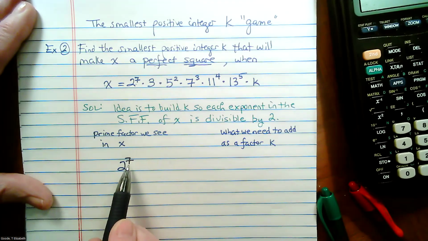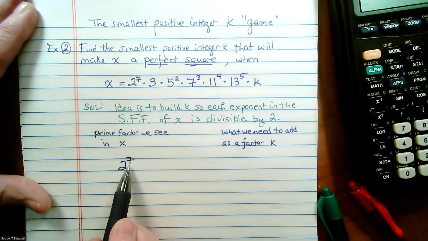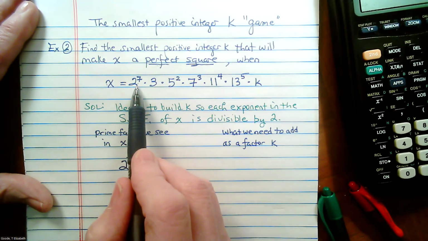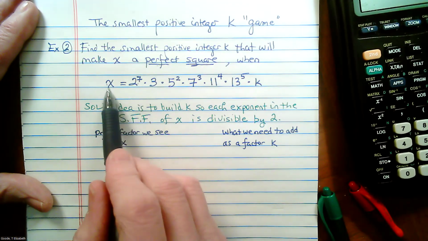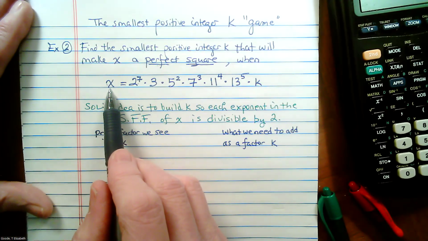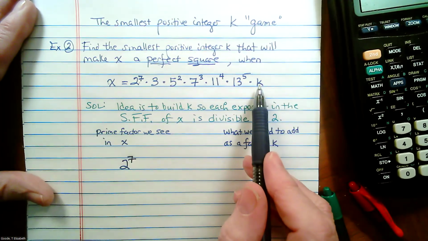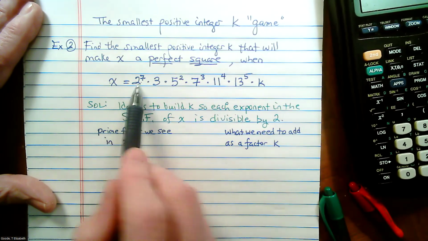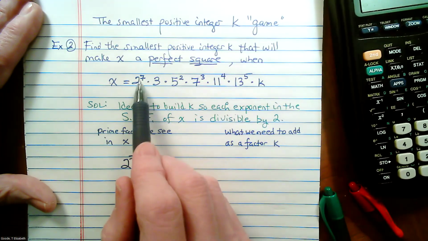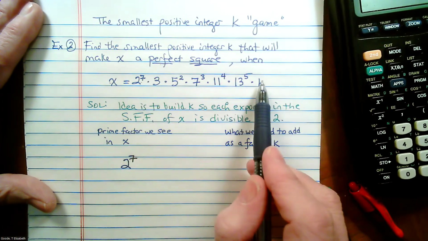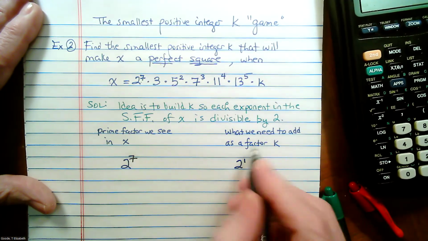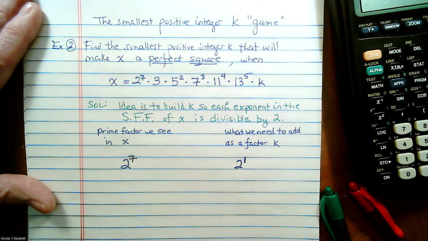7 is not divisible by 2, but we need to have an even number of copies of 2 here if this is going to turn out to be a perfect square. So as we start to build k, we're going to add a copy of 2 into k so that it'll be 2 to the 7th over here, but then k will have a 2 to the 1, and together 7 plus 1 will equal 8.